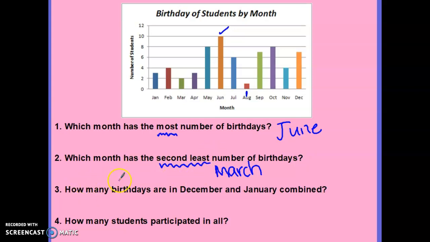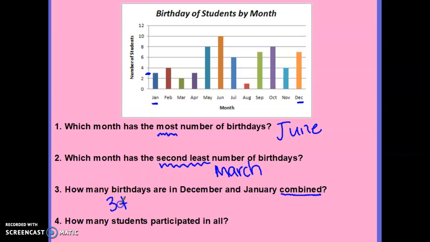Number 3, how many birthdays are in December and January combined? Okay, so let's look at December and January. Let me take these off. So we have December and January. If I know that they have to be combined, that's a key word to tell me I need to add them, right? So we'll look at January. January has, well, I know it has 3 because it falls right in the middle of 2 and 4, so that tells me it has 3.